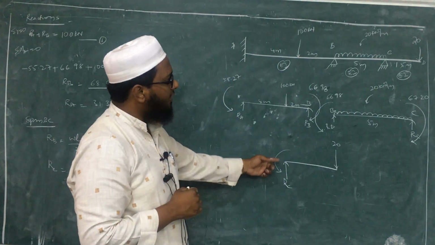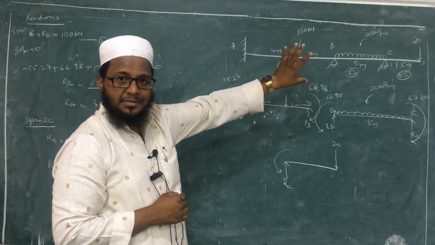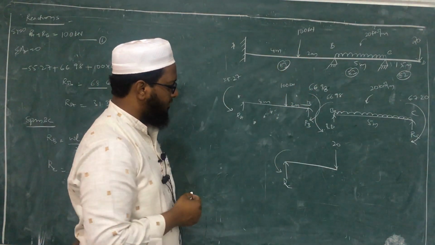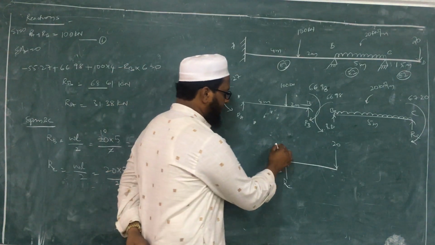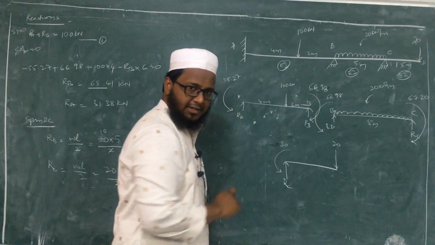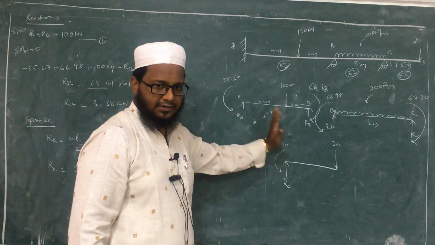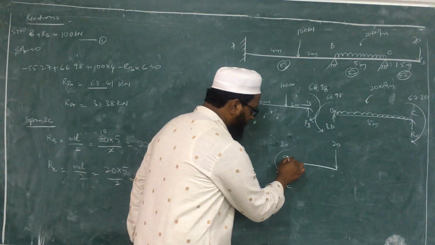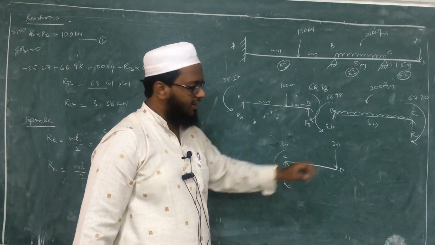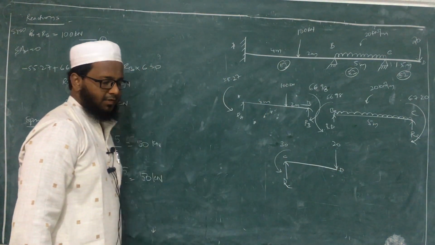What is that moment we have? MCD, how much? 30? Yes, minus 30. Or don't write minus 30, since we are showing it in anti-clockwise. So we will name this as C and this is D. We do not have any reaction at D, isn't it? So what will we do here now?